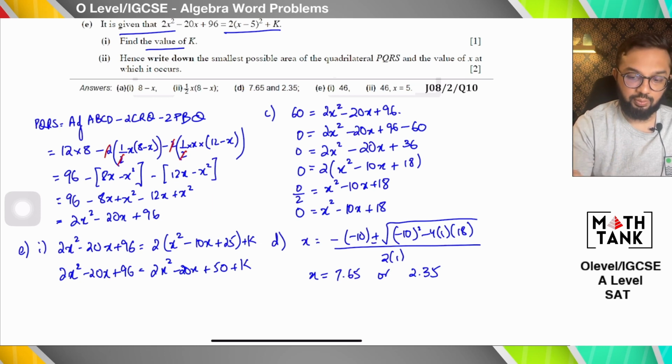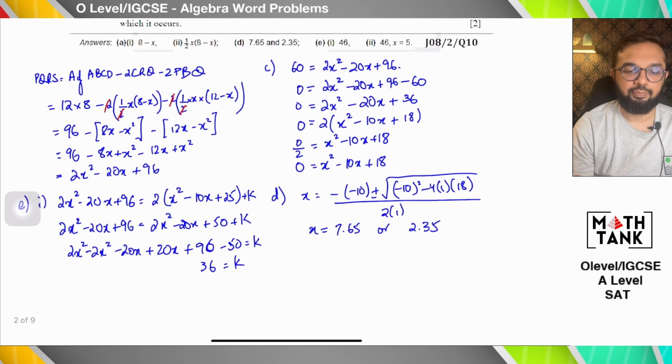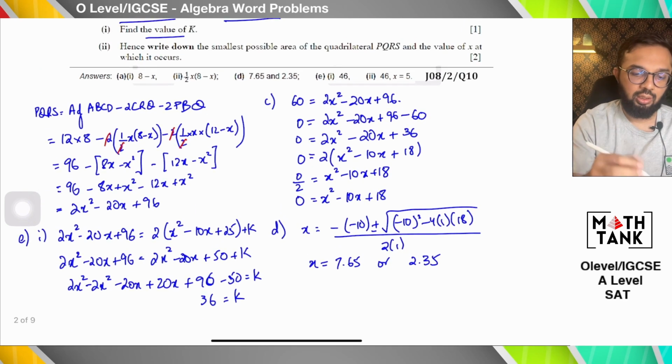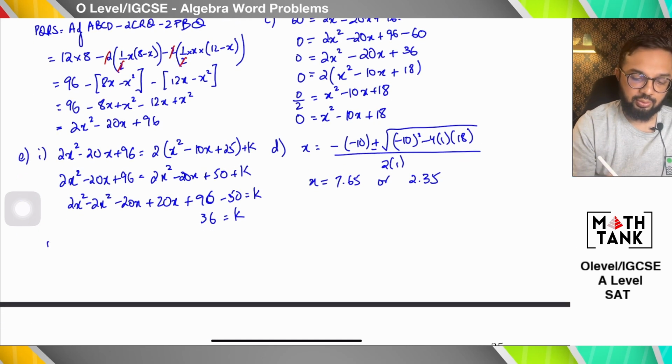Okay, so if you notice, if I move things around, you will notice that 2x squared minus 2x squared, minus 20x plus 20x, and 96 minus 50. So k is therefore 36. Then it says, hence write down the smallest possible area of the quadrilateral PQRS and the value of x at which it occurs. This is a question on quadratics that you study at O level as well.